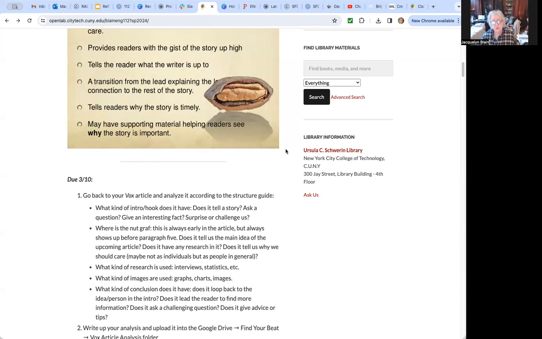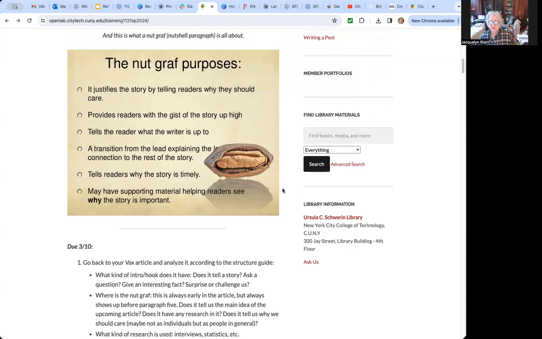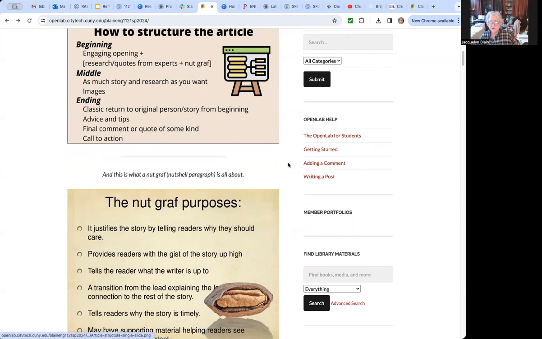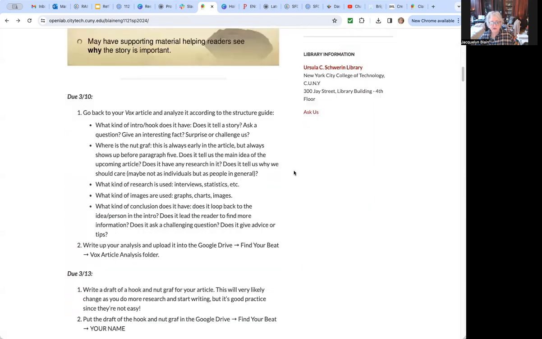So what is due this week, what you're doing this week: like I said, you guys have already been doing some really good research and the proposals look terrific. Now that you've got this structure guide, go back and look at that Vox article that you already analyzed and analyze it according to that structure guide. And here are the questions that you're going to be asking yourself about that article.